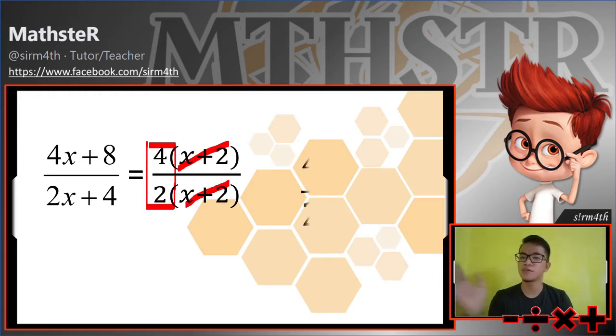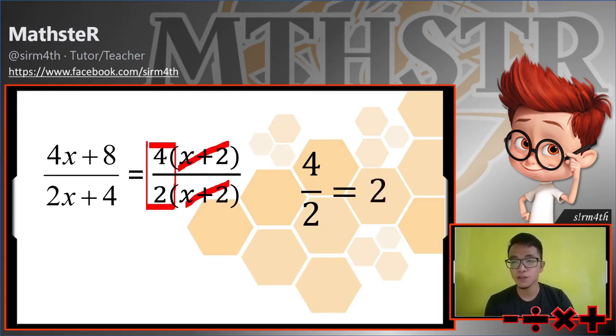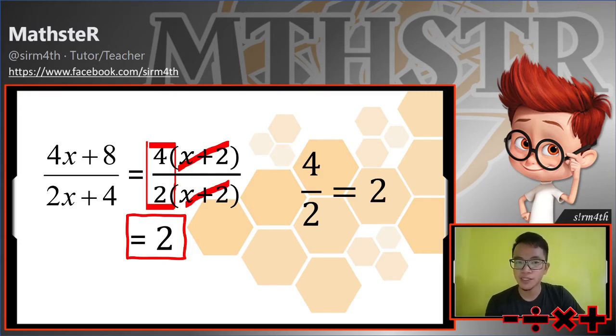So paano ba siya i-simplify? Ibukod muna natin, okay? Bukod natin. Ayan, 4 over 2. Okay? So, alam naman natin, if we divide 4 divided by 2, our answer will be 2. So, therefore, our final answer for this rational algebraic expression is equal to 2. Since our factor x plus 2 was cancelled, and then we divide 4 divided by 2, that's why our final answer is 2. Okay, I hope the second example is very clear to you. Let's proceed to the third one.